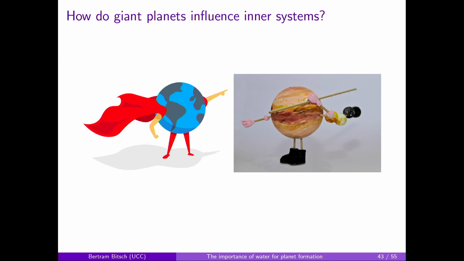Now, I would like to change gears a little bit. So the question is, how do giant planets actually influence their inner system? So we've heard that giant planets can actually have inner super-Earths. But the giant planets also open gaps in the protoplanetary disk. And if you open a gap, you change the flux of the pebbles. And this is what then might actually change the composition of inner planets.